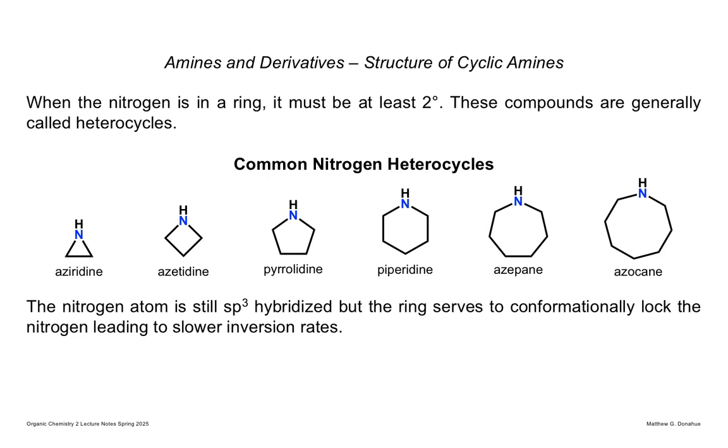So we saw cyclic ethers, so with oxygen we can have cyclic amines. So the 3-membered ring is called aziridine. The 4-membered ring is azetidine. 5 is pyrrolidine. 6 is piperidine. 7 is azepane, and 8 is azocane.